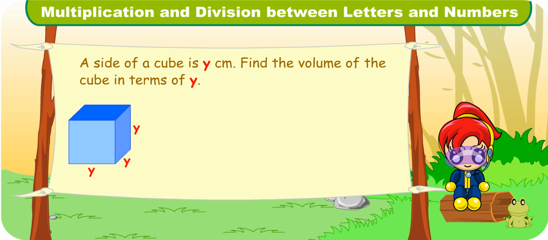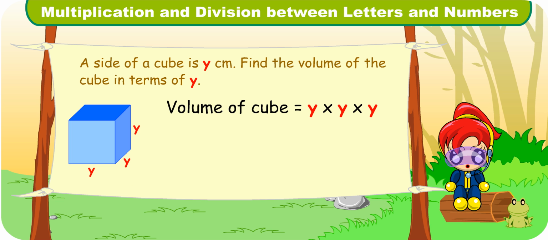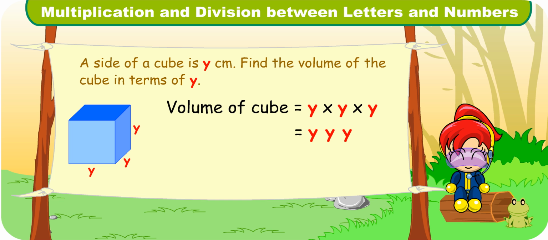Let us try another one. A side of a cube is Y centimeters. Find the volume of the cube in terms of Y. I know, teacher. The answer is y times y times y cubic centimeters. Can I simply write 3 y's together, teacher? Good try, Turbo Girl. But we don't write yyy as the answer. Since y times itself 3 times, we use index form to represent the answer.